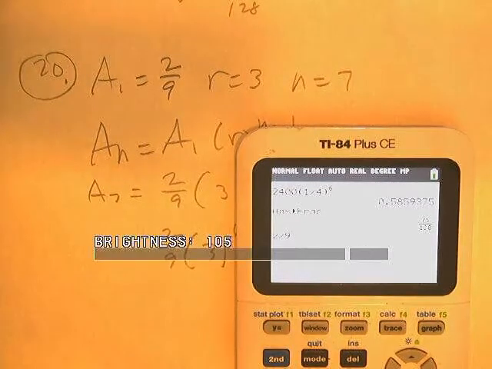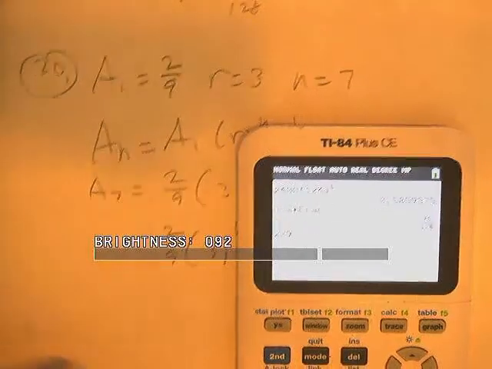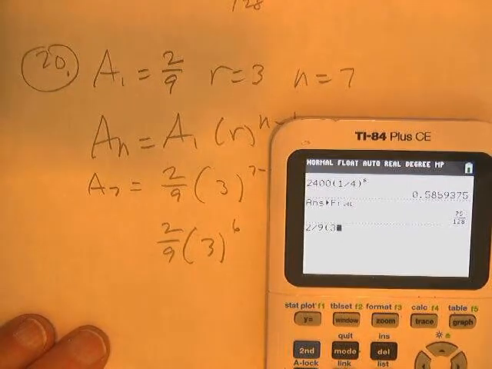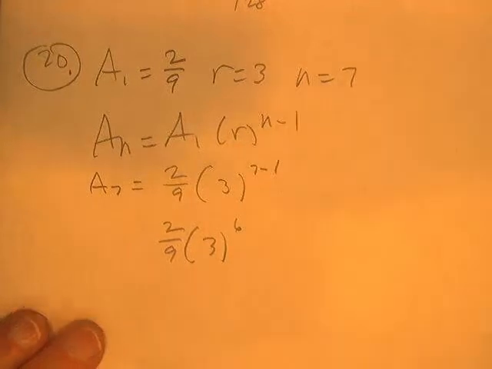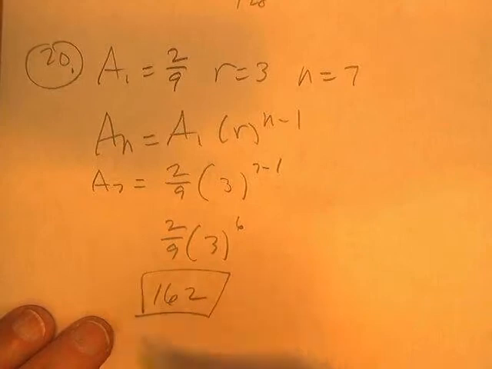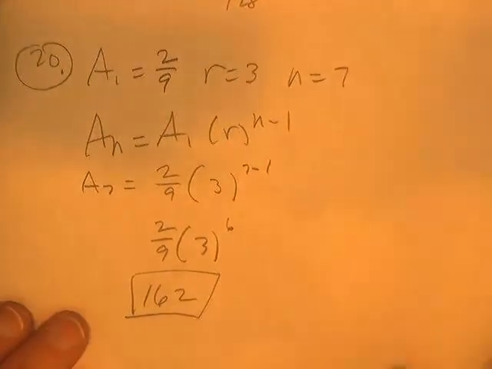It's too bright, isn't it? There we go. 2 divided by 9, times 3 up to the 6th power. 162. And we're good on that one.